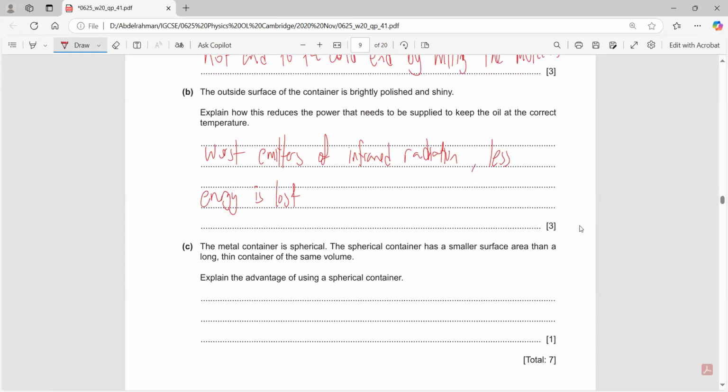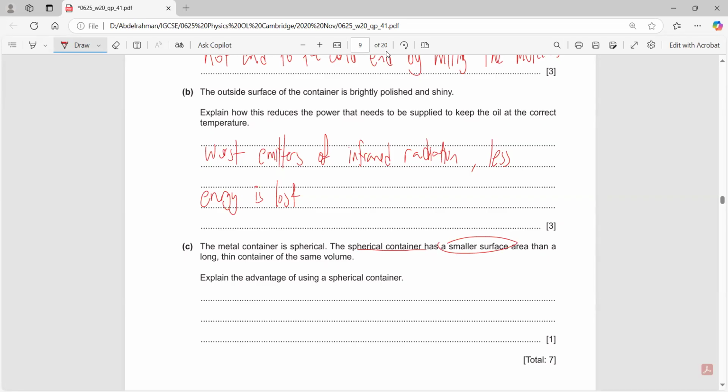The metal container is spherical. The spherical container has a smaller surface area than the long, thin container of the same volume. Explain the advantage of using a spherical container.